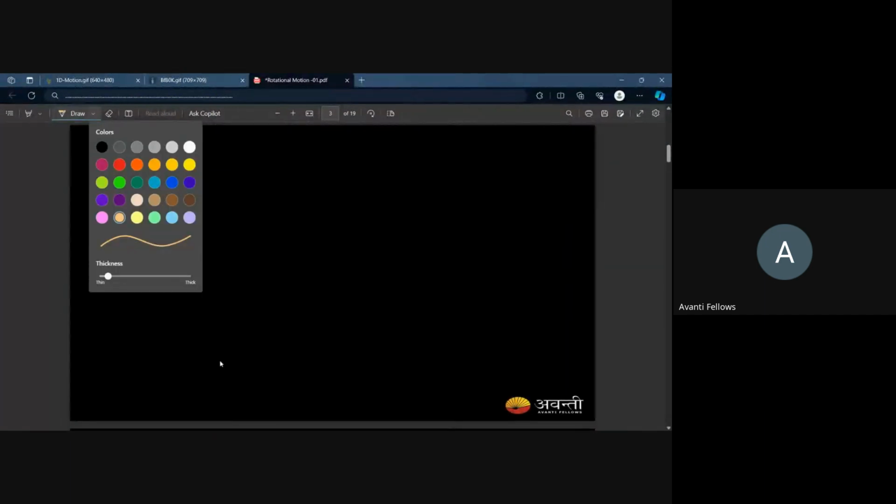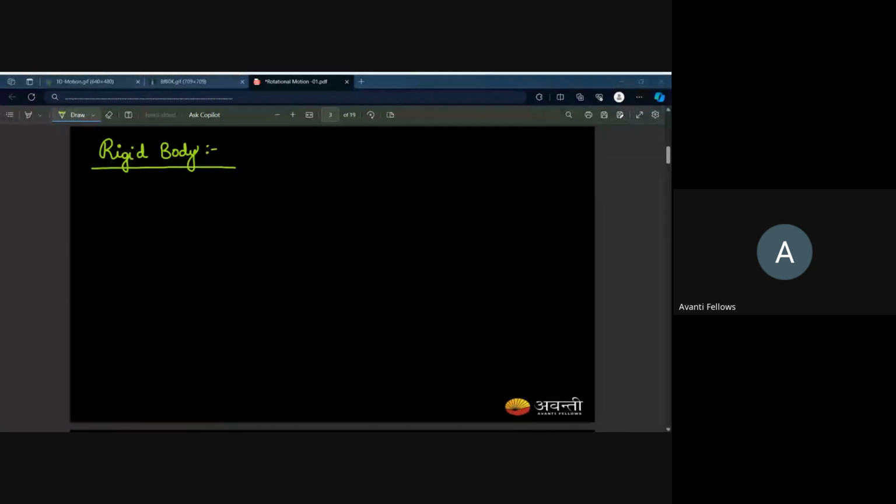Let's start. Do you know anything about this word, rigid body? Anyone? Do you know what is a rigid body? What do we mean by rigid body? Anyone?